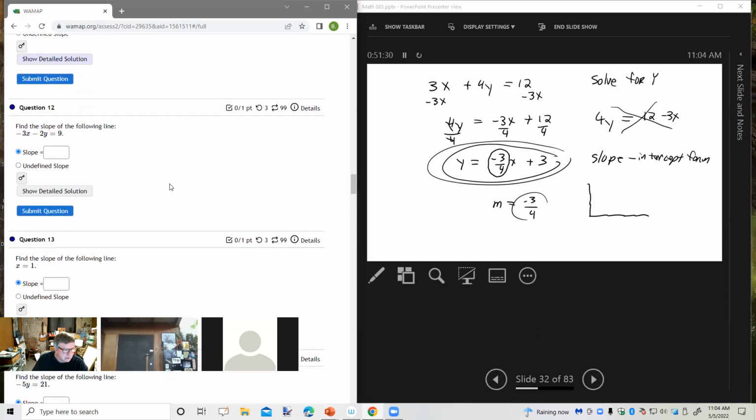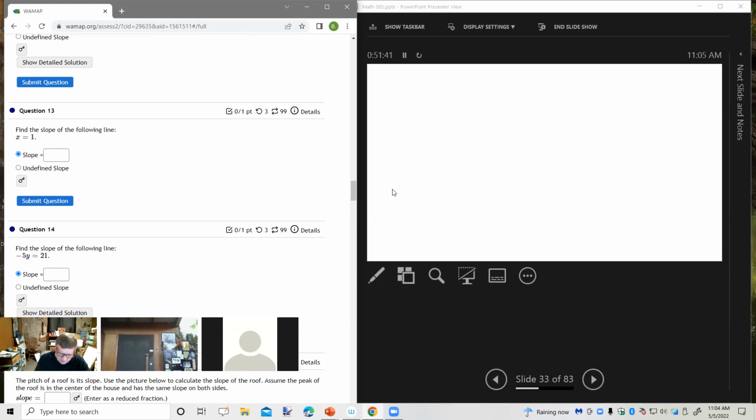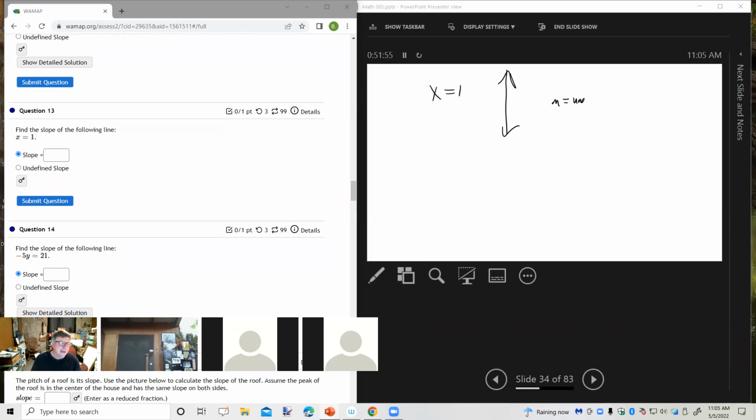Let's see here. Find the slope of the following line. We can't really solve that thing for y, can we? But what do we know about the equation of a line that's x equals a constant? It's a vertical line. What do we know about the slope of a vertical line? It's undefined. Right. So there it is. Okay.